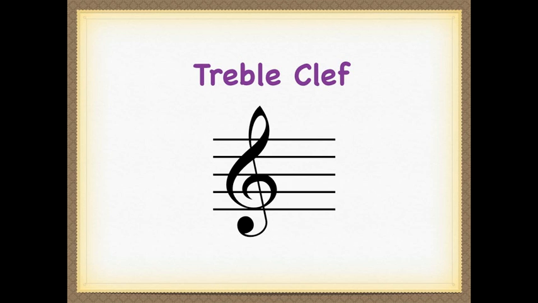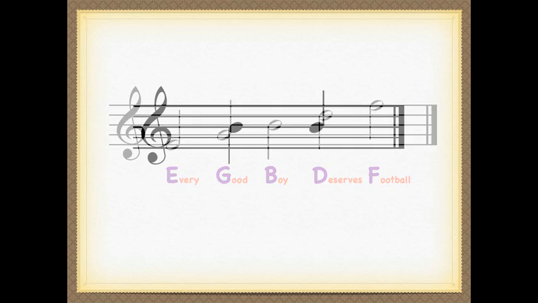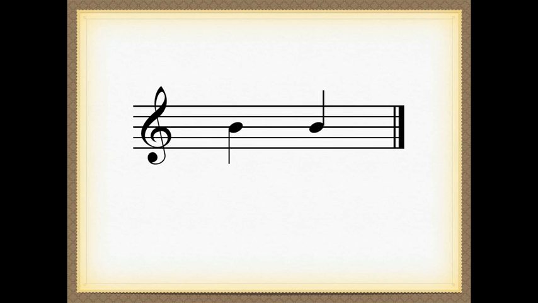When the treble clef is used, the notes on the lines are called E, G, B, D and F. You can remember the rhyme "Every good boy deserves football" to help you memorise these notes. Notice that when the note is above the middle line of the stave, the stem goes down, and when the note is below the middle line of the stave, the stem goes up. Notes on the middle line itself can have stems that go down or up.